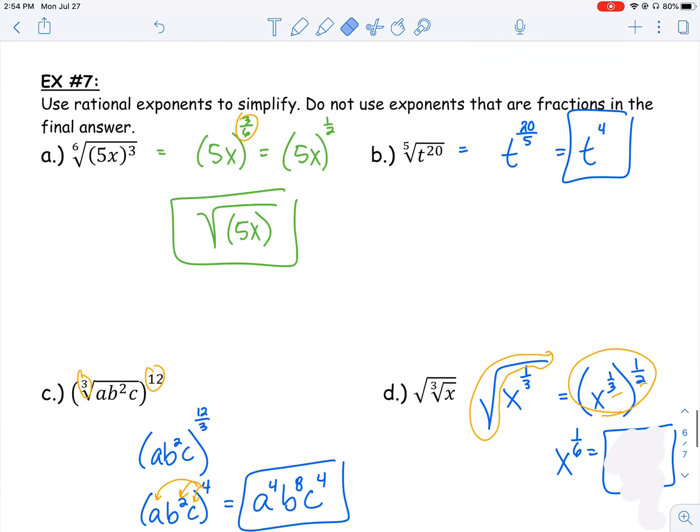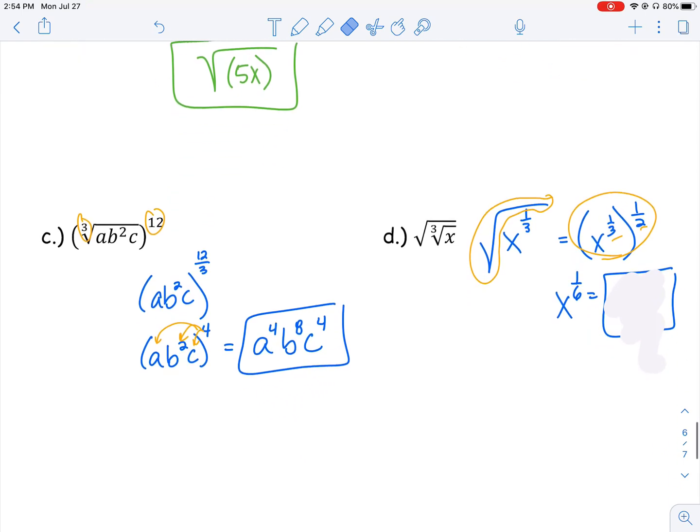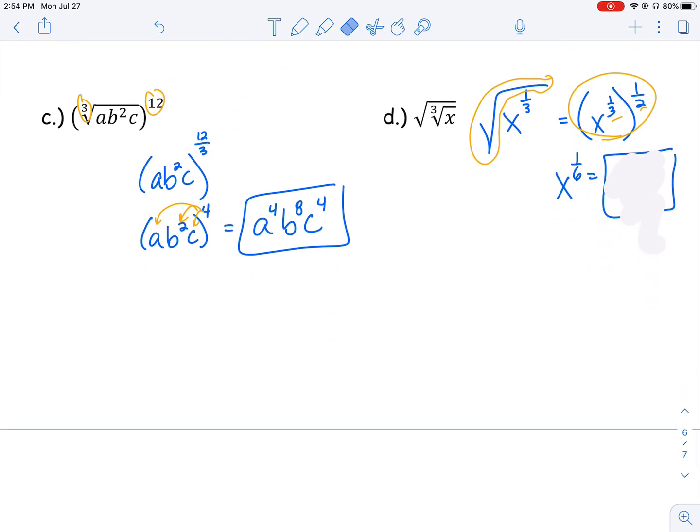Now remember the directions say I don't want any fractions as exponents. So can I take that x to the 1/6 and convert it back to radical so I don't have any fractional exponents? If top dog goes in the house, I can convert it back to radical and say that x to the 1/6 is the same thing as the sixth root of x. So the square root of the cube root of x is really the sixth root of x. Using my different notations to convert back and forth, using my rules for exponents to simplify, and then convert back if I need to.